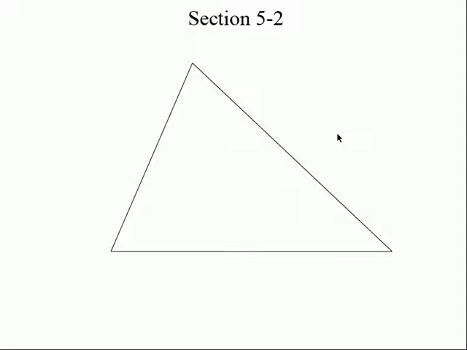All right, section 5.2. We have a triangle. We got a couple more words to learn. First word is called median.